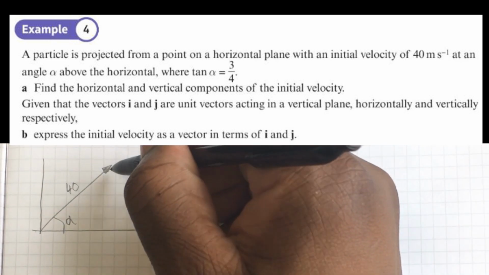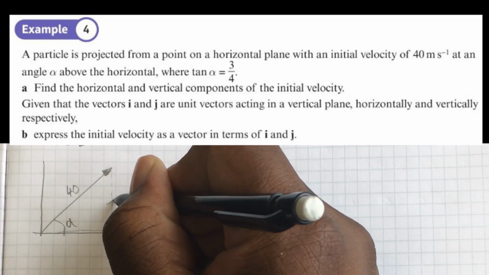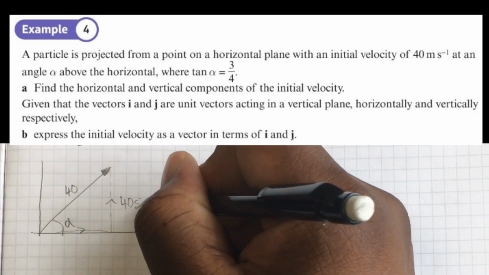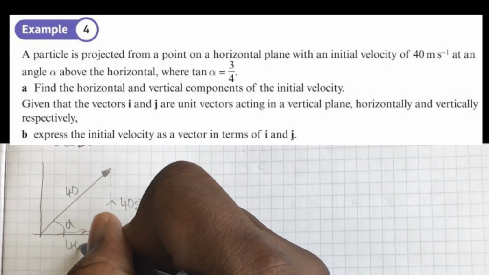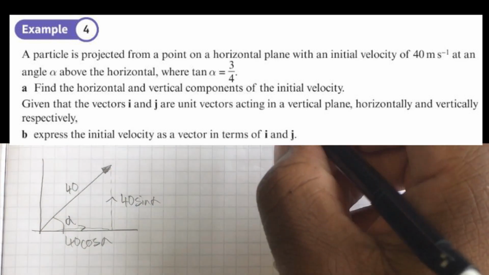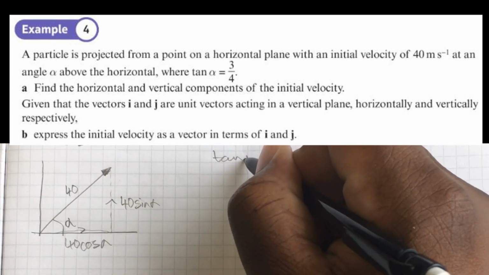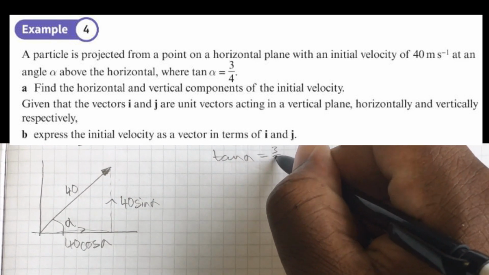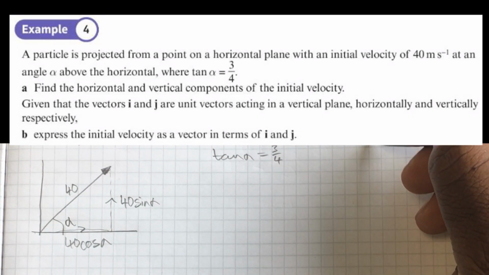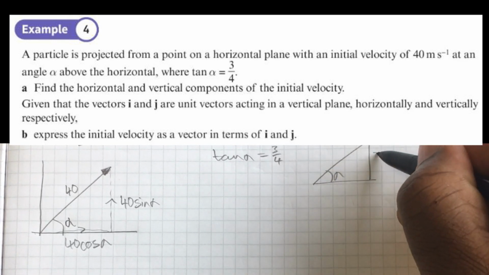Let's break this into components and get an expression for each of these components. So the vertical is going to be 40 sine alpha, the horizontal 40 cosine alpha. Okay, so these are the expressions that we're going to use throughout our working out. But let's be smart about what to do next. We don't really need to find alpha. This statement, tan alpha equals 3/4, is enough for us to deduce sine and cosine of alpha.